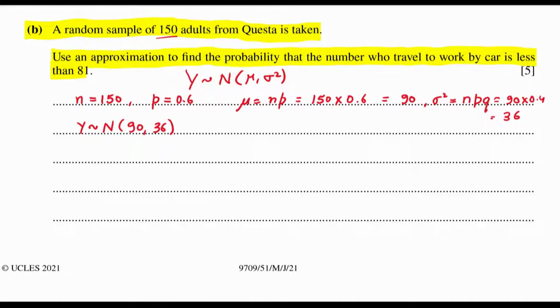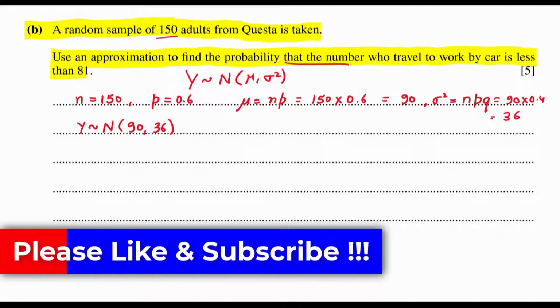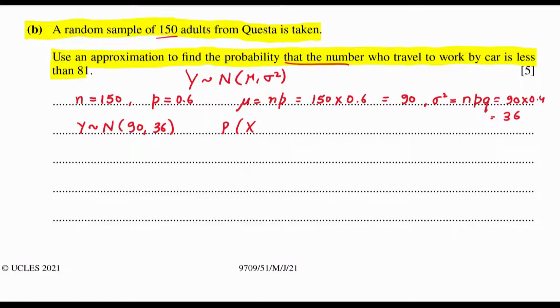So the question is the probability that the number who travel to work by car is less than 81. In the beginning, X was the random variable when it was binomial. So it is X less than 81. Now we have to use a continuity correction, because 81 is a case when it was binomial. So we'll use the continuity correction. And 81, we can think of it as 80.5 on one side and 81.5 on the other. So since we are going in this direction, not including 81, we'll not include this whole bar.